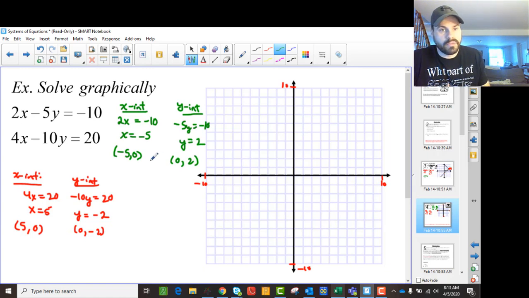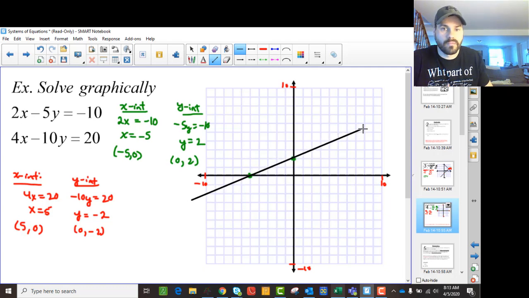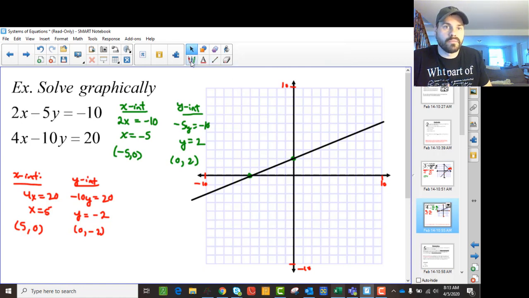So I'm going to plot these two. So minus 5, we go 1, 2, 3, 4, 5. There's (-5, 0). And then (0, 2) is right here. Okay, so I'm going to draw a line through those two. And it looks like that. Okay, and then the second one, I'm going to do the same thing with those points. I'm going to plot them first. So 1, 2, 3, 4, 5 right here. (5, 0). And then (0, -2) is right here.